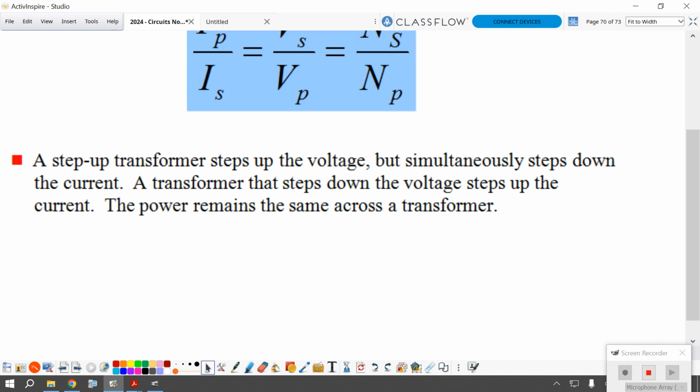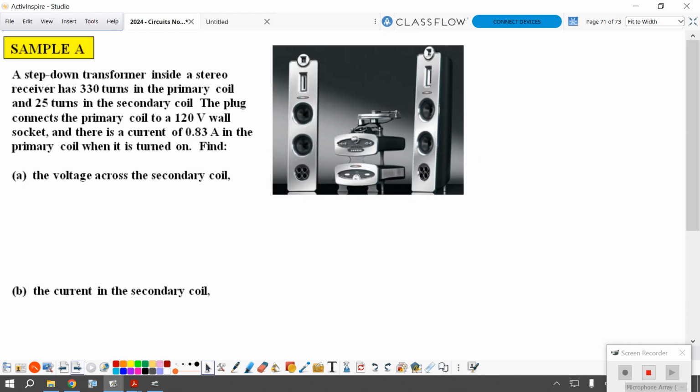So as we said, a step-up transformer steps up the voltage, but simultaneously steps down the current. A transformer that steps down steps up the current. But the power remains the same across the transformer. Cool. We're going to do one sample problem together. Sound good? Do I have this in your notes?